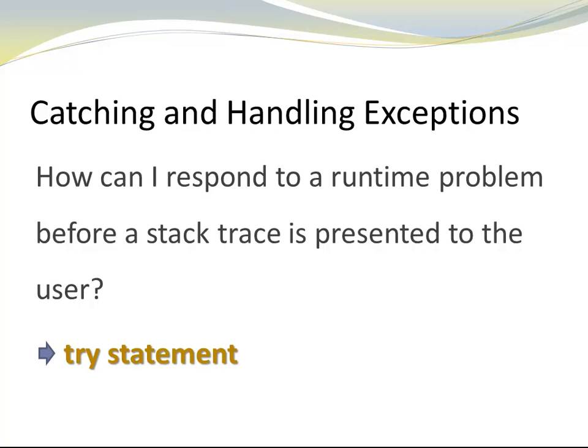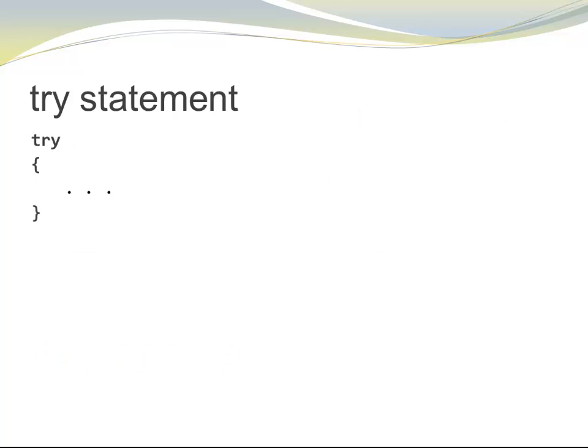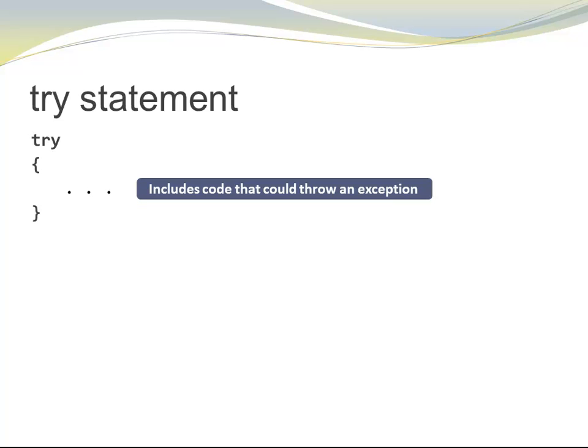That's where the try statement comes in. A try statement can consist of 3 components. The first one is the try block. This is the code segment that could throw an exception. There's always exactly one try block in a try statement.